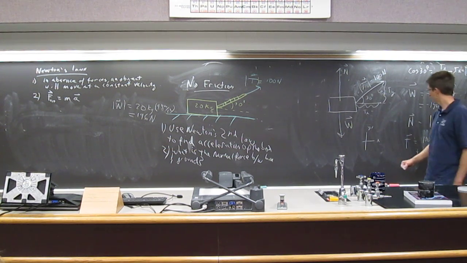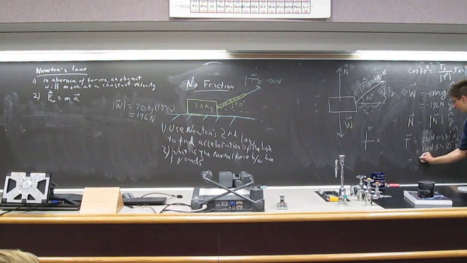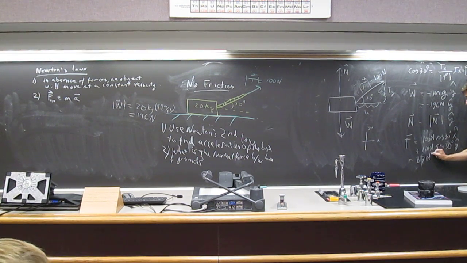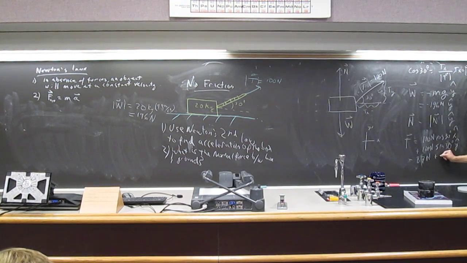So I could write that as 86, I think, is it 80? Somebody do this real quick and tell me what it is rounded. 86.6? Okay, so it would round to 87 newtons if I took it to whole numbers. Plus 50 newtons, and this would be x hat plus y hat. And I'd have to leave it like that.